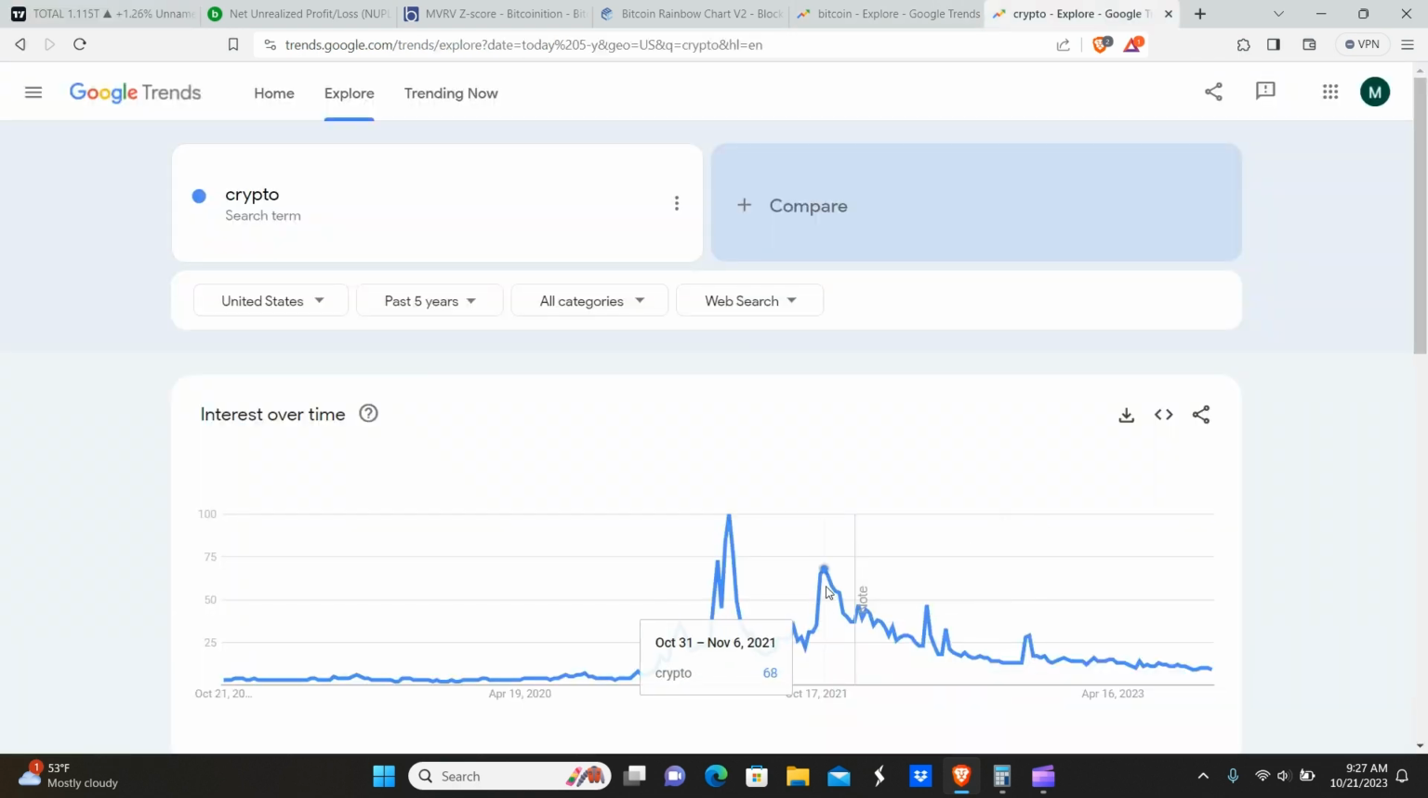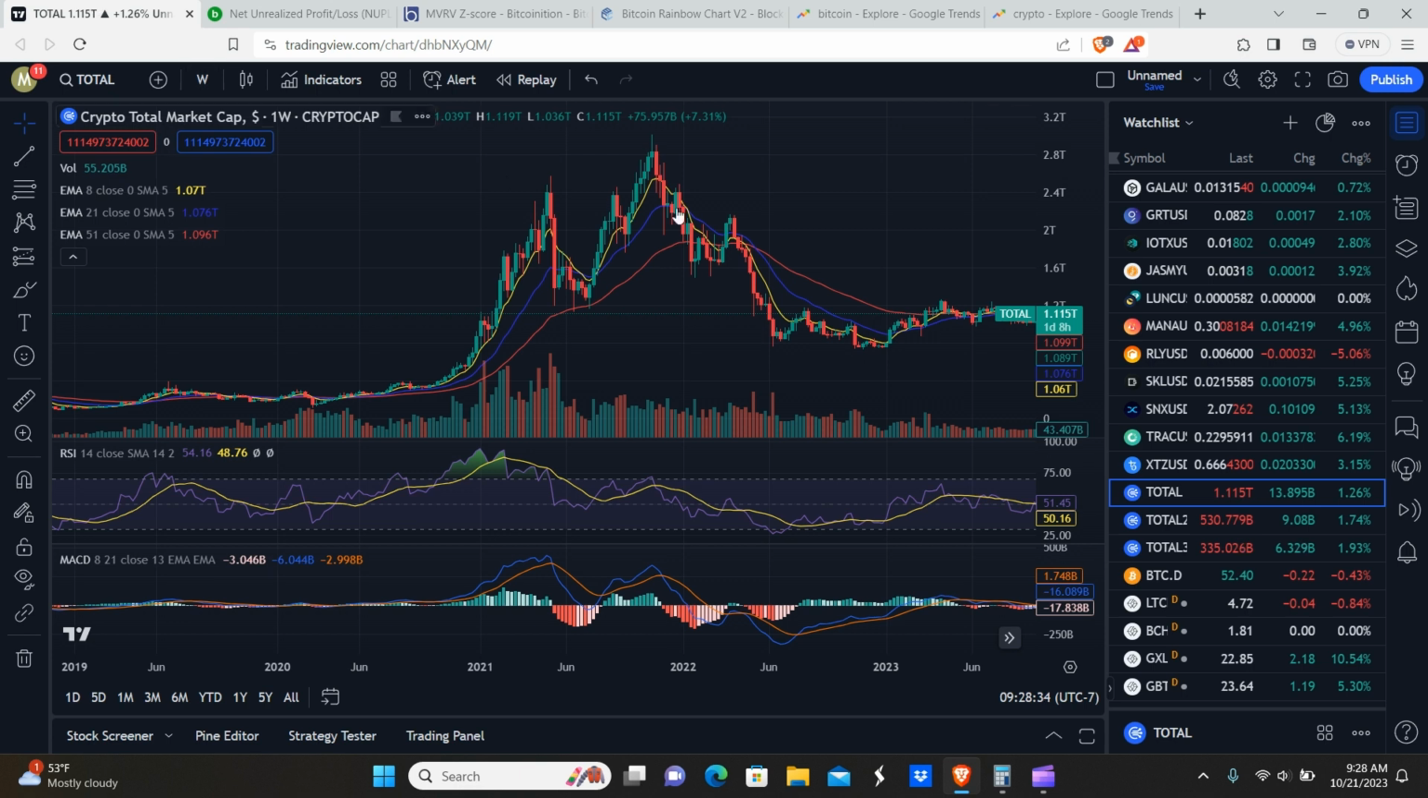And again, we had another major peak here in November of 2021. So this one in November did actually give you a stronger indication that the top was in. And as you guys can see, the difference between the two peaks is about 500 billion. So it's a lot of money. And yeah, that was actually the true peak.